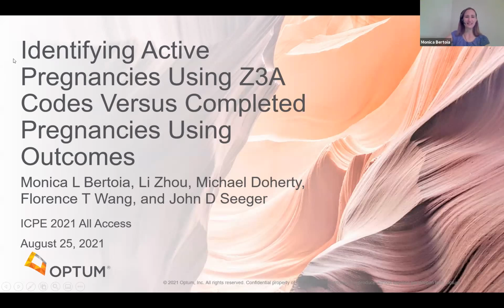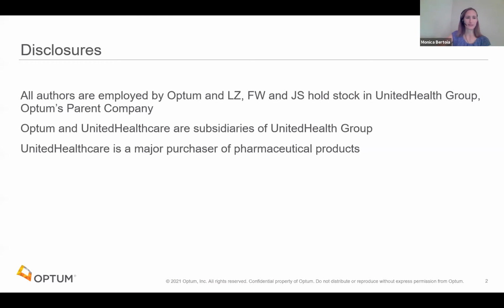All righty, so thank you for the introduction. Today I'll talk about using Z3A codes to identify active pregnancies versus identifying completed pregnancies in claims data using outcomes. And all co-authors are Optum employees, including myself.